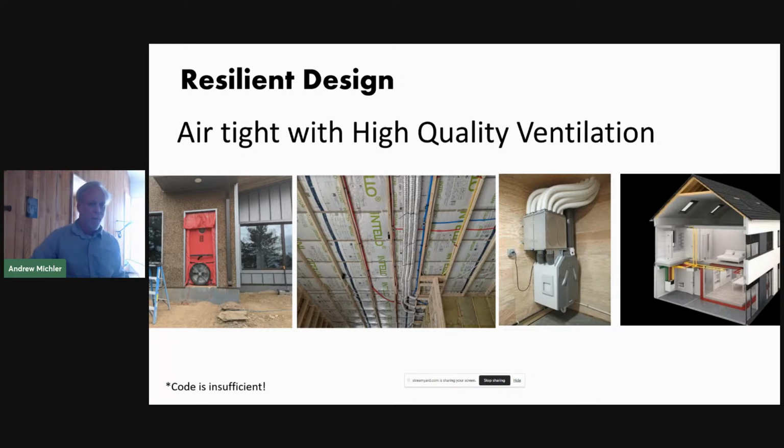So we get about 0.6 ACH 50. And in Colorado, often the code now is 3 ACH 50, which is pretty good. But going a magnitude lower than that significantly improves the quality of the building. And that's very much up to the builder to provide that. We do test the buildings.